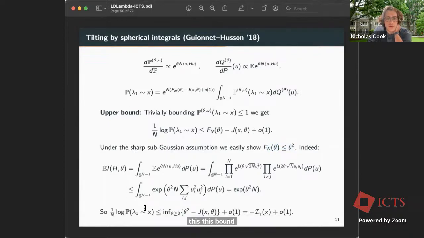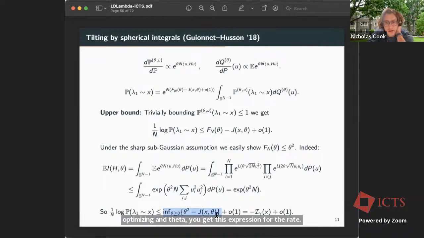Okay, so taking logs and dividing by n and then optimizing in theta, you get this expression for the rate, at least as an upper bound. And that turns out to be equal to this other expression I gave earlier for this Gaussian rate function, I gamma.